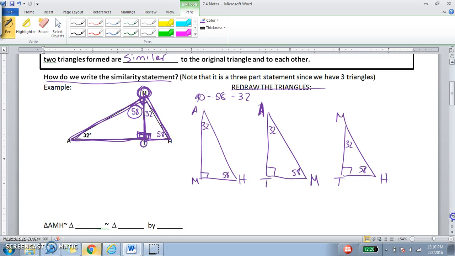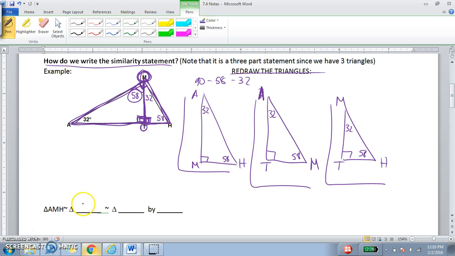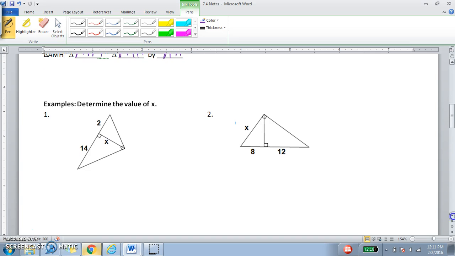So, to write the similarity statement, it becomes a lot easier now. I just match up the three letters: AMH, ATM, MTH. So AMH, the first one's already written in there. If I go in this order, ATM matches up with that, and MTH. The reason for this is because of the angles. We said nothing about the sides. All we talked about was angles, so what we learned in the last section is called angle-angle similarity. If I compare at least two of the angles and they're the same, then the triangles are similar. So using this, determine the value of x.